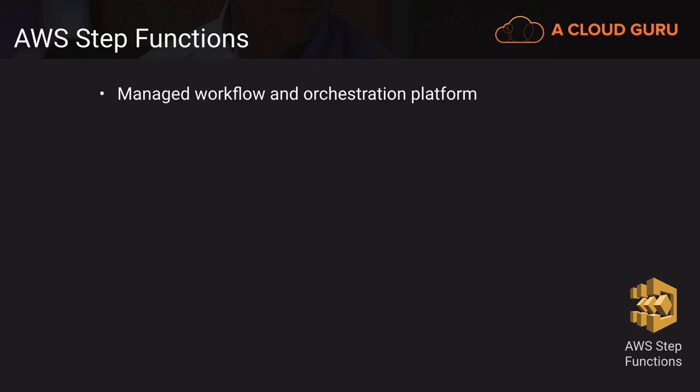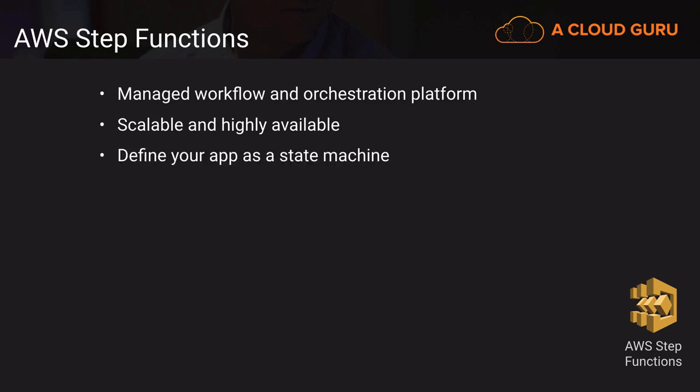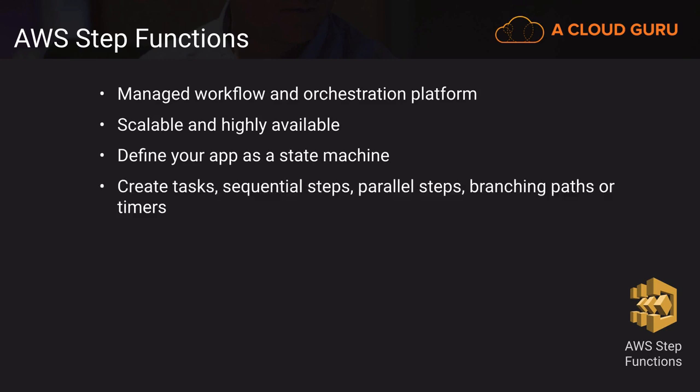AWS Step Functions is really just a managed workflow and orchestration platform. And as you might expect, it's scalable and highly available. And you can define something called a state machine. And we'll talk about this in the next slide. But for now, just know that there's different things that you can do inside that state machine.